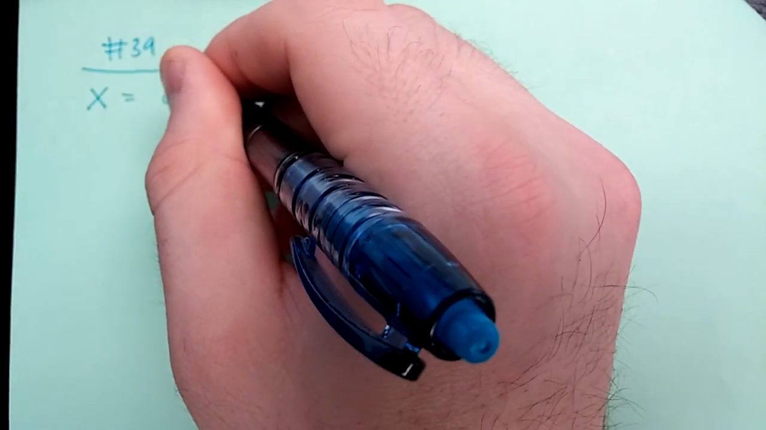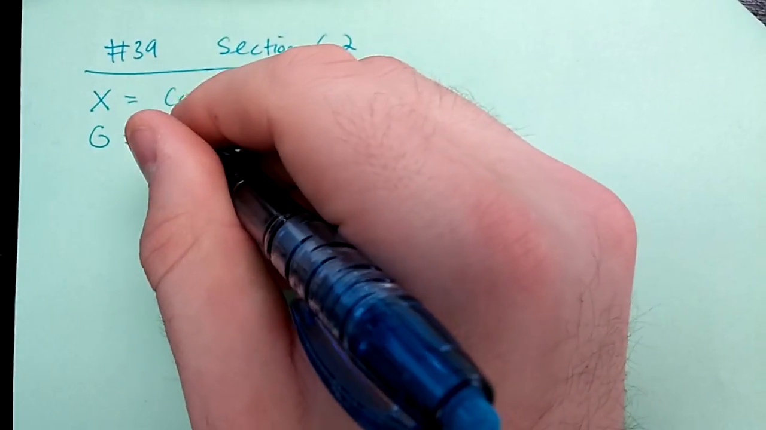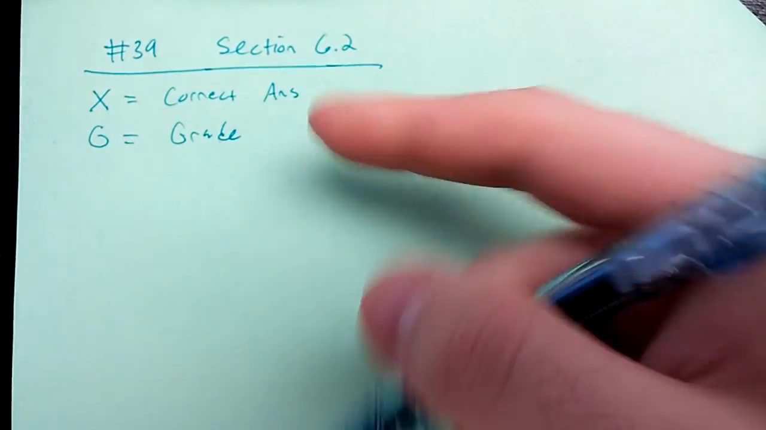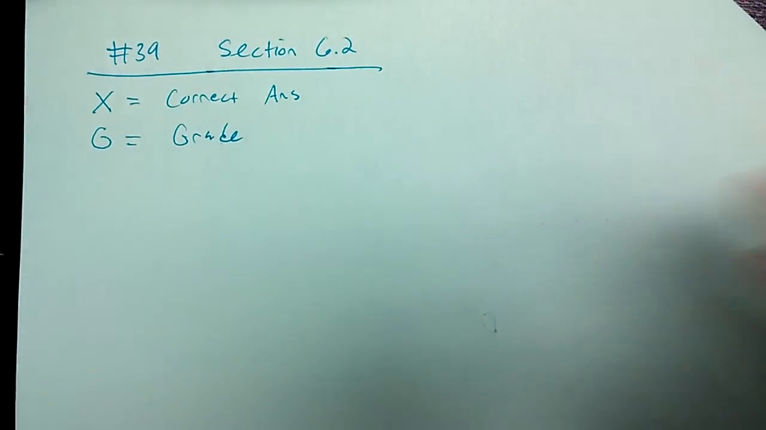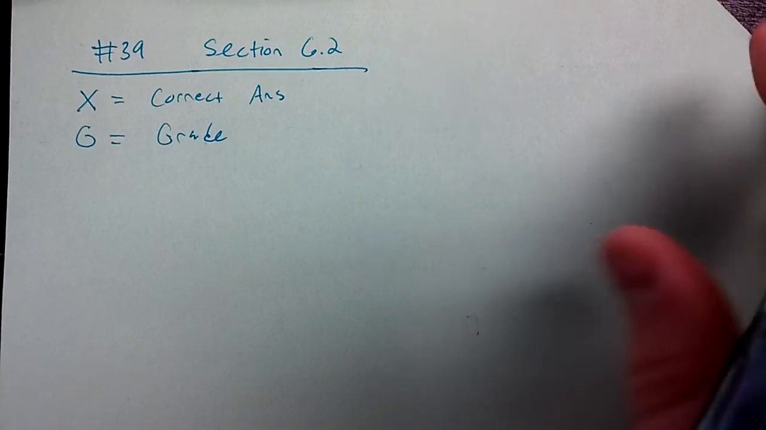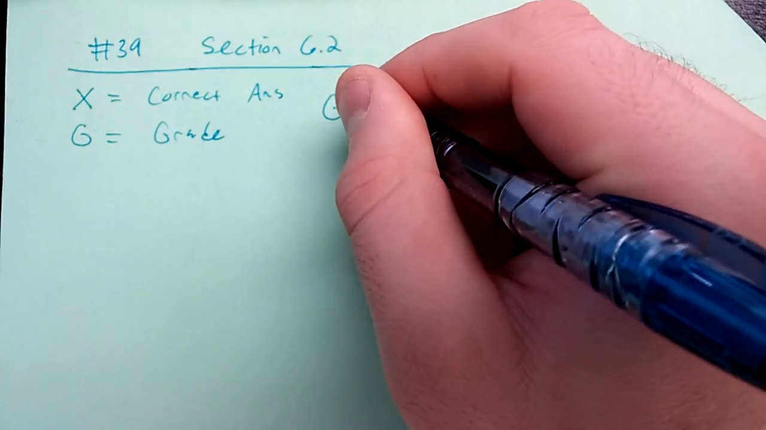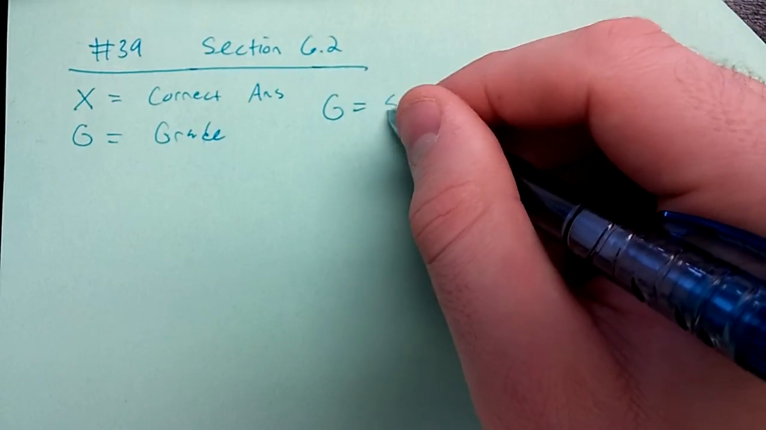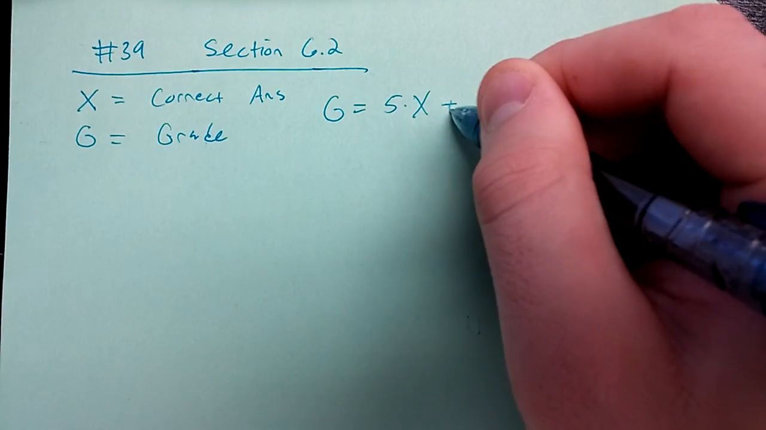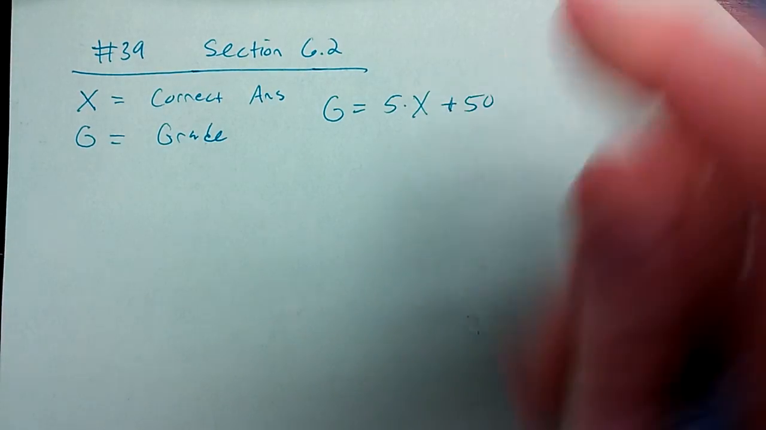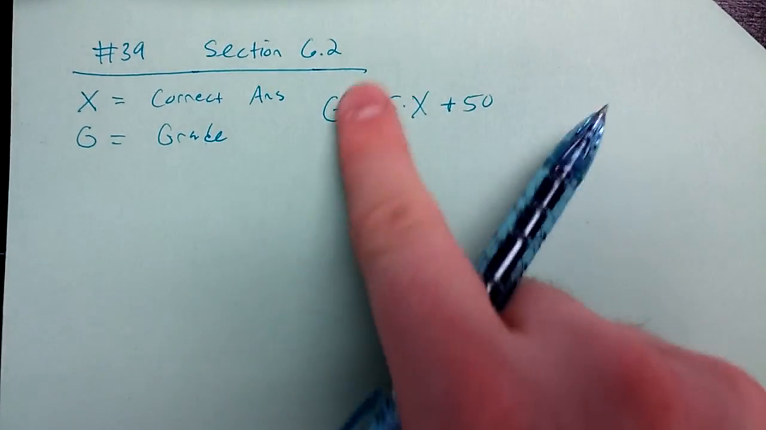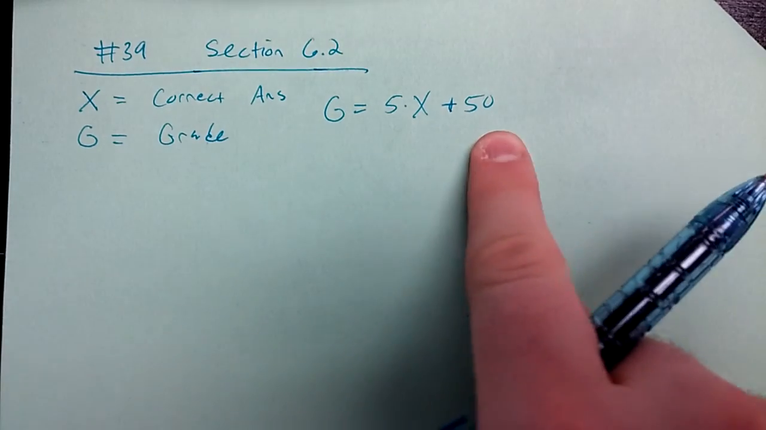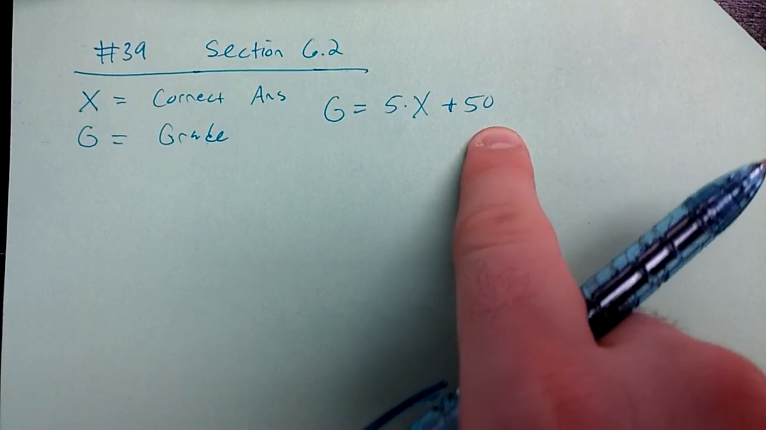So our old variable is correct answers. G is grade. So you're converting X into G. What is the exact equation that you do that by? Well, G is going to be equal to 5 times X plus 50. So how many total transformations are there here? There's a multiplication of 5 and there's an addition of 50.